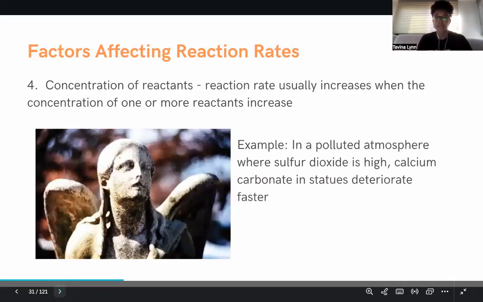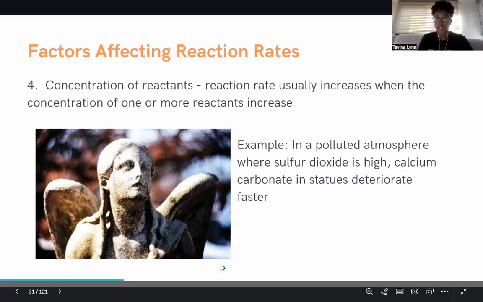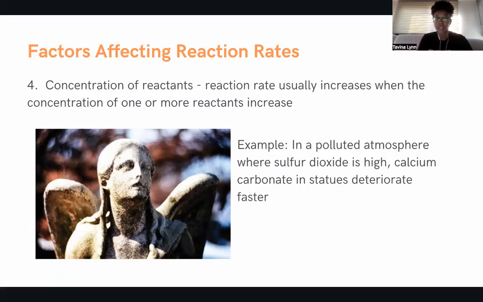Here's an example. This is a statue that shows what happens to statues made of calcium carbonate. They undergo normal weathering, but in a polluted atmosphere where sulfur dioxide is high, the calcium carbonate in the statues deteriorates faster. So this is an example of an increase in concentration, which will increase the reaction rate, in this case increasing the deterioration of this statue.